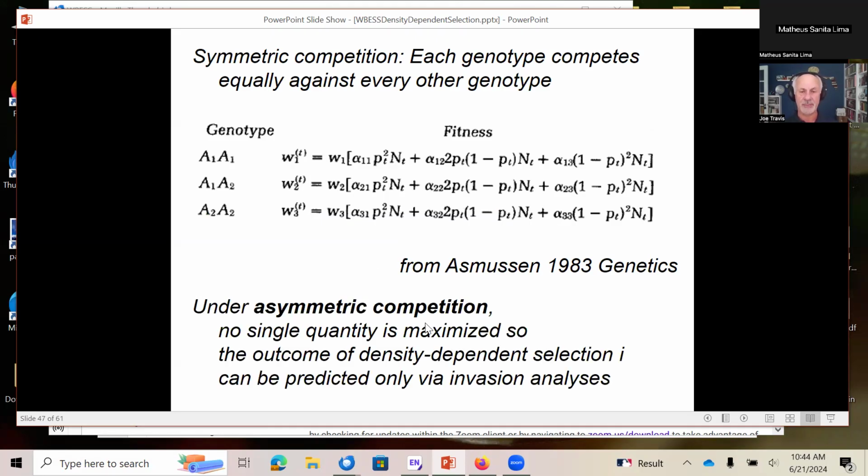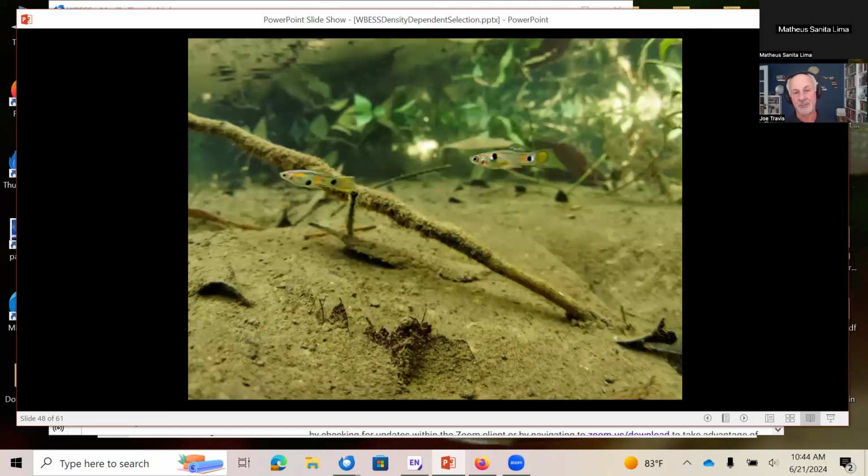Under asymmetric competition, when each of these off-diagonal alphas are not equal, when they are all different, no single quantity is maximized. So the outcome of density-dependent selection, sorry about that, that's a typo, can be predicted only via invasion analyses. In other words, you cannot simply look at the fitness of an individual genotype under a range of densities and simply predict the outcome of density-dependent selection under asymmetric competition. Well, let me show you what that means.